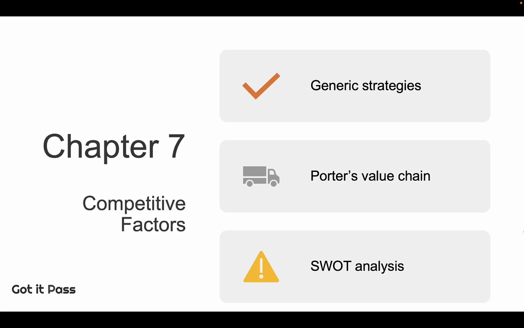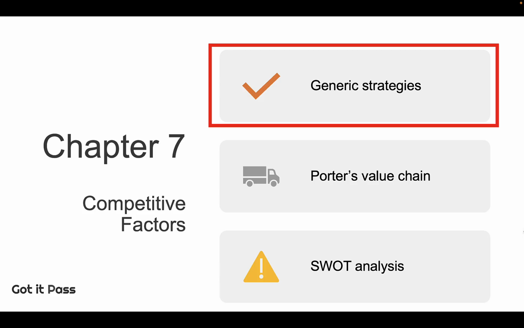In this class, we continue our discussion on the competitive factors, and our focus will turn to generic strategies, Porter's value chain, and the SWOT analysis. Let's begin with the discussion on generic strategies.